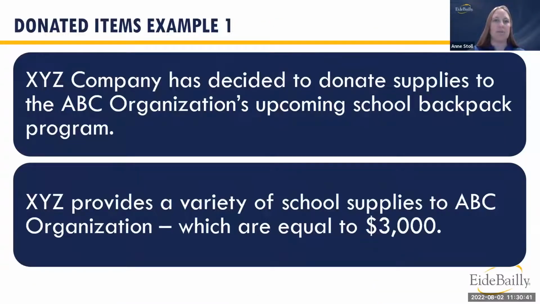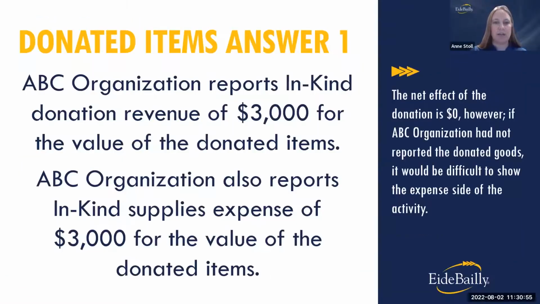So I have an example here, and we have the ABC organization. If they were to run a backpack program and they get $3,000 in supplies from the XYZ company, pretty easy on their side as far as being able to value it. They can look and see what the cost is on those items and go in and get that information, record that $3,000 as the value of the donated items. And then they also report that in-kind supply expense of $3,000.